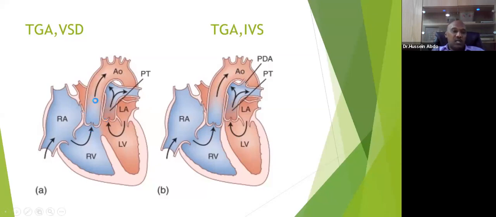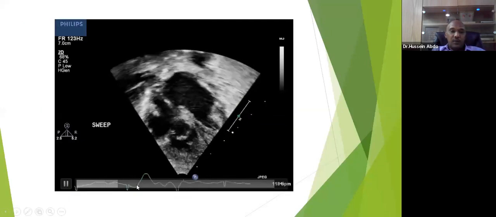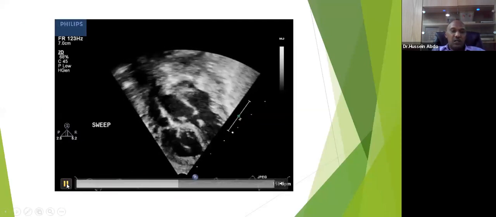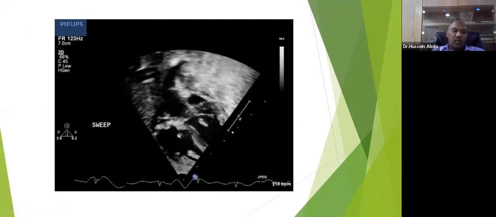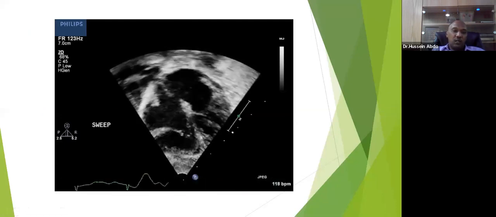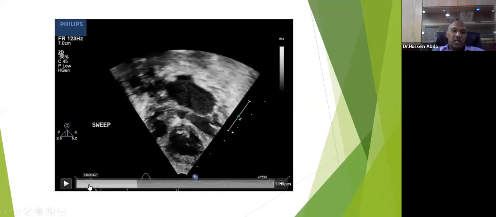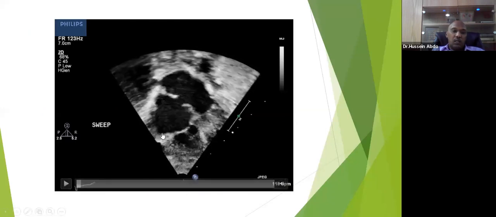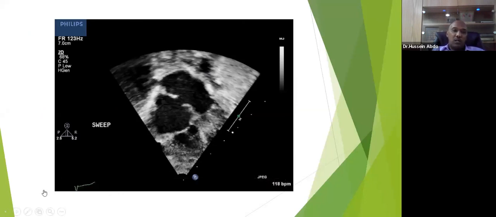We have other types of TGA, like TGA with VSD. This patient might present late and might not be diagnosed early. They have some sort of cyanosis, but sometimes they might present late. As we mentioned, in TGA we need to have a communication. So this patient has TGA, but he also has an atrial communication. This is mandatory for life because, as we mentioned, there are two separate circulations, the right side circulation and the left side circulation. So we need to mix the blood.